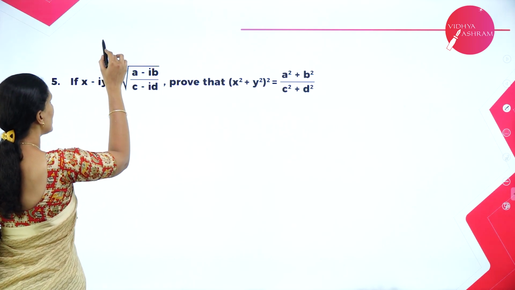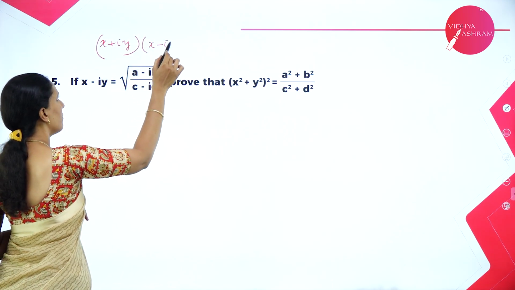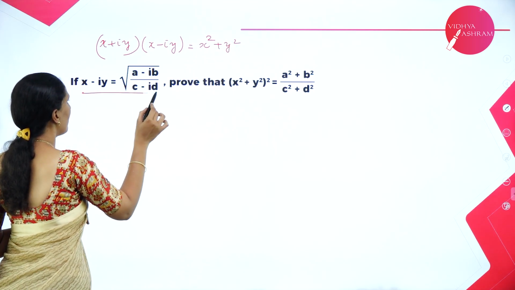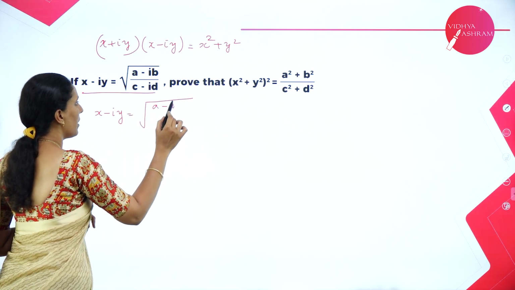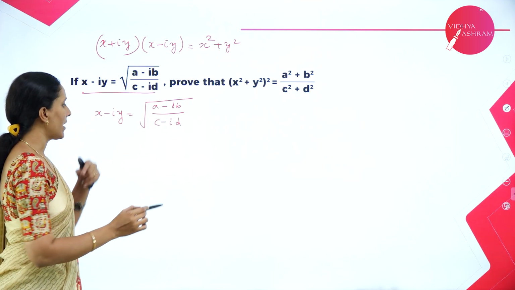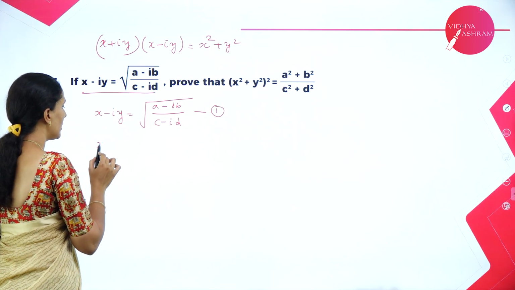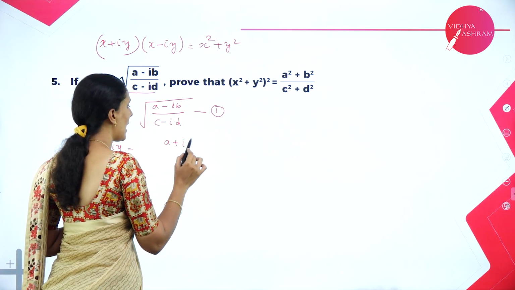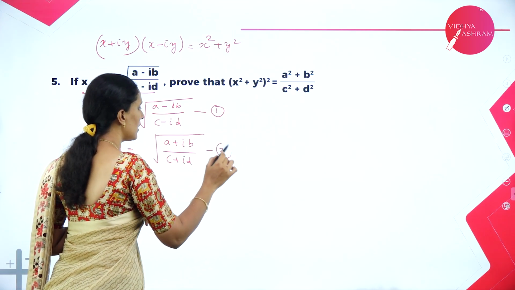Again, I'll use the same concept, that is, if we have x plus iy, x minus iy, we can write this as x square plus y square. Now we already have this equation, that is x minus iy as square root of a minus ib divided by c minus id. Let me take this as equation 1. Now replace i by minus i. If you change i to minus i, then it becomes x plus iy. Here it becomes a plus ib, and here it becomes c plus id. Let me take it as equation 2.